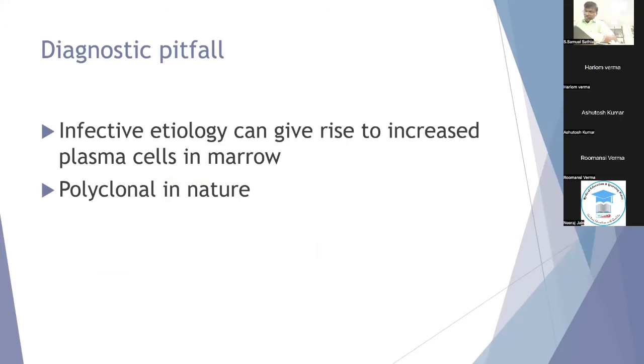So the diagnostic pitfall, as I explained, is that infective etiology can give rise to increased plasma cells in the marrow, and these are polyclonal in nature. Even in cases of LD bodies, Leishmania donovani, there also I have seen an increased number of plasma cells.